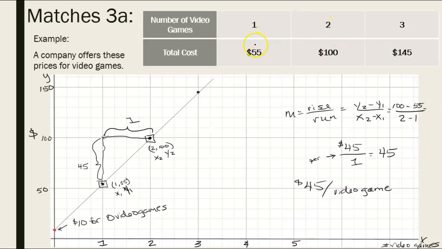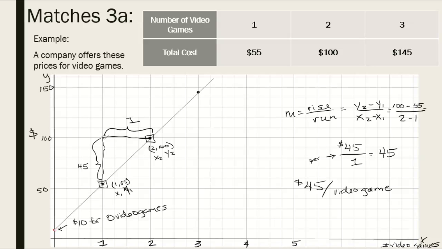Here's what this means. It means that when you buy the first video game, it's actually $10 more than all the rest of the video games. So this first one was 55, and then the next one was only 45 bucks. And then the next one was also 45 bucks. And then the next one will be 45 bucks. But this first one they're charging me an extra $10 for. And that's what that y-intercept in this case is representing.